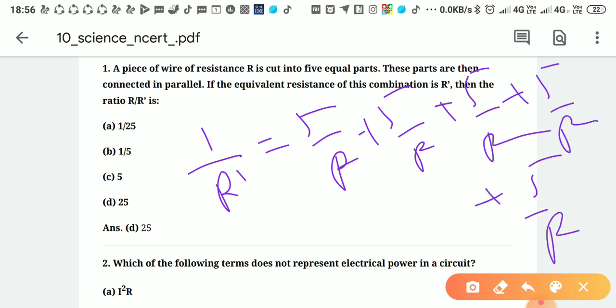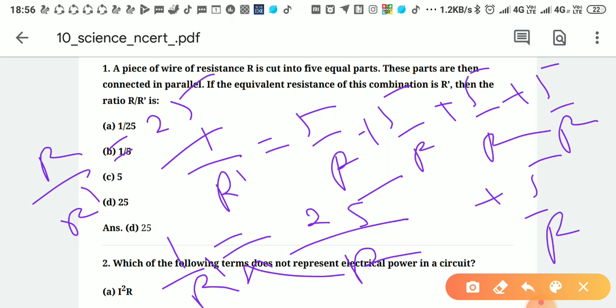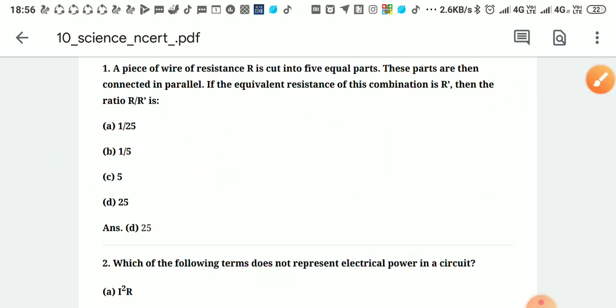After solving this, what do we get? We get, taking the LCM, 25 upon R. So we have 1 upon R dash equal to 25 upon R. R can cancel here, so R upon R dash will be 25. So in this question our answer should be 25. If you can solve this question like this, you can take a screenshot also. If you want the solution of this question, I will send you the solution also.